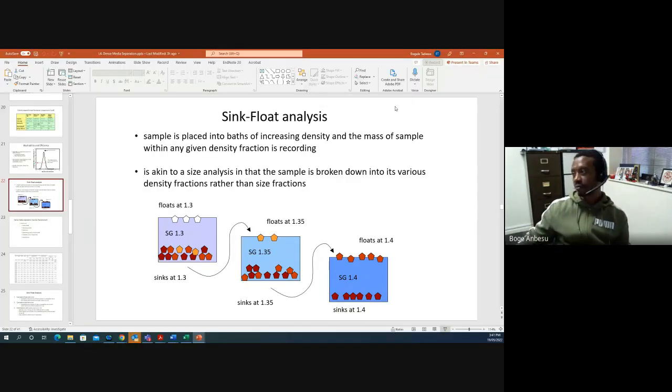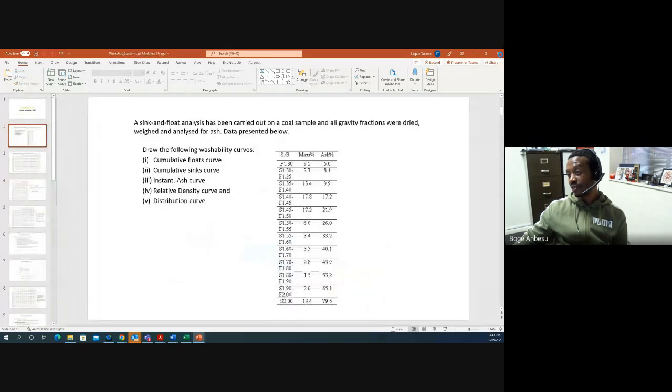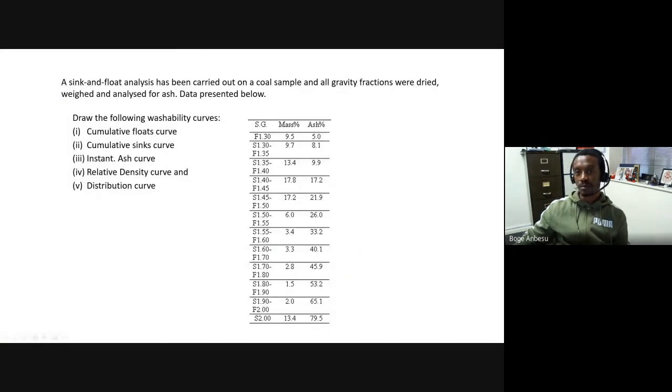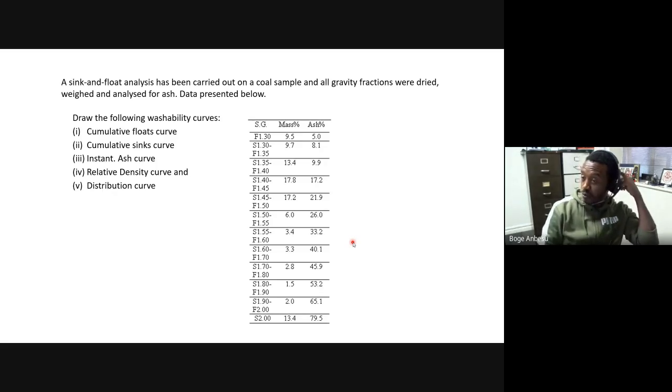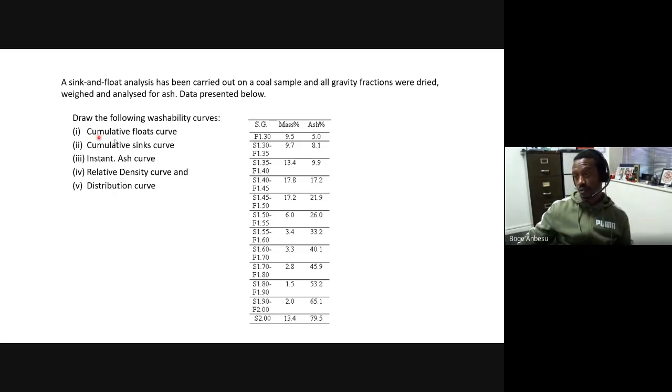So that's why I say, if it's not making sense at this stage or why we're getting this one, I think it's probably a good time to ask. Otherwise, if everyone is okay with how we got this, then we can continue. Okay, no question? It's all good? Okay, so if I have this one, then what do I need to do? As I said, I need to construct cumulative floats curve, cumulative sinks curve, instantaneous ash curve, relative density curve, and distribution curve, from which I can determine different scenarios.